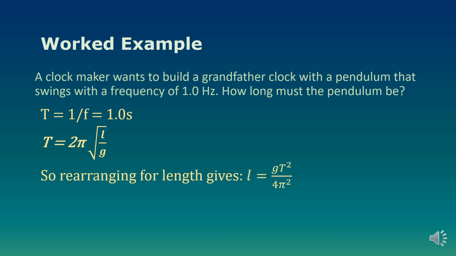And then it's just being careful with those squareds in particular. Putting the numbers in, so 9.81 times 1 squared over 4 pi squared gives us a length of a pendulum of 0.25 meters. And then remembering that that's not the length of the string, that is the length from the point of suspension to the center of mass. That's absolutely key.